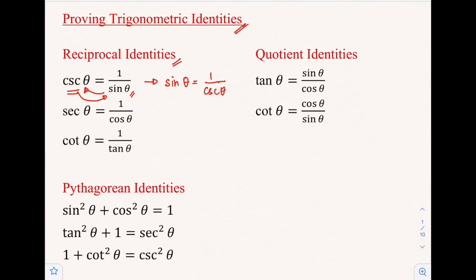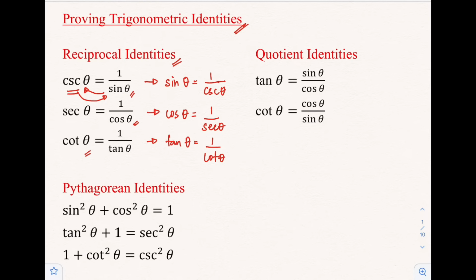Okay, so next we have secant theta is equals kay 1 over cosine theta. So, pwede rin natin siyang i-apply kay cosine theta, which is equals kay 1 over secant theta. Okay? Then last, we have the cotangent theta, which is equivalent to 1 over tangent theta. So, pwede rin natin gamitin kay tangent theta, which is equals kay 1 over cotangent theta.